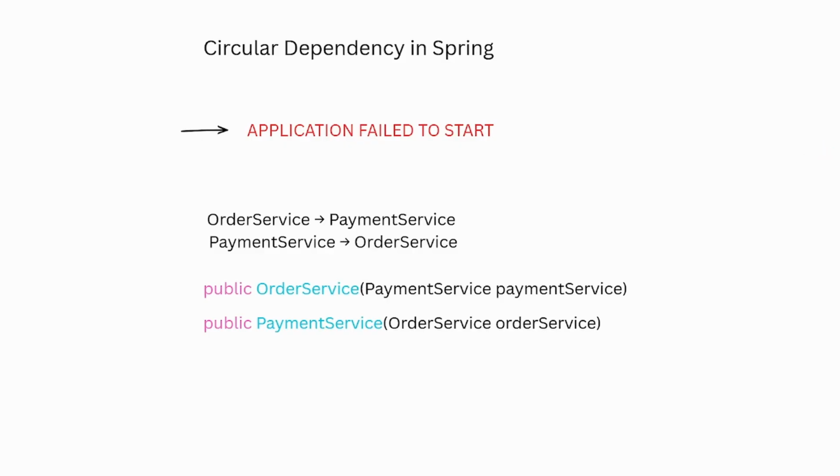In modern versions of Spring Boot and Spring Framework, Spring will throw this circular dependency error because constructor injection requires the dependency to be fully created before the object exists. This is the fail-fast behavior of Spring.